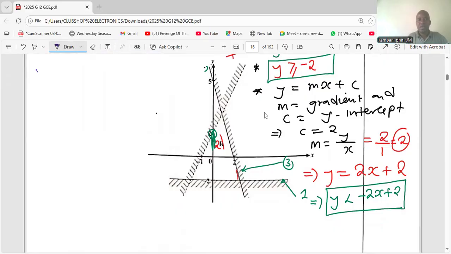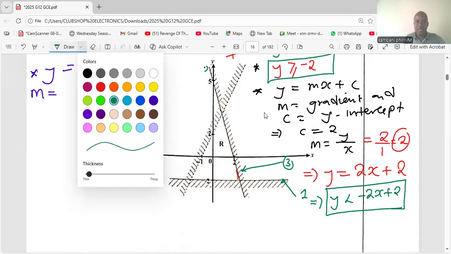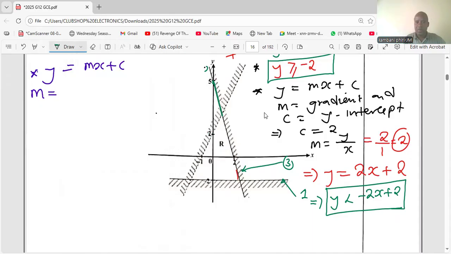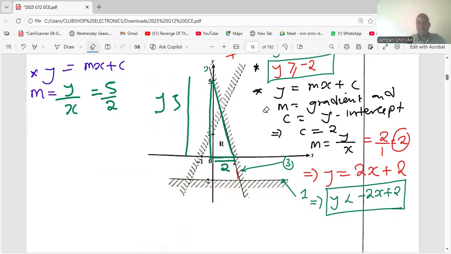Then we can do the third inequality by using line 3. We are going to use the same approach, y is equal to mx plus c. So now I'm going to get the gradient. In this case, we are dealing with this line. The triangle is already created. I'll use the green color. This is our triangle here. This is the y. You can see that y here is 5. And this is x, so x is 2. So y divided by x, we have got 5 divided by 2. That is our gradient.